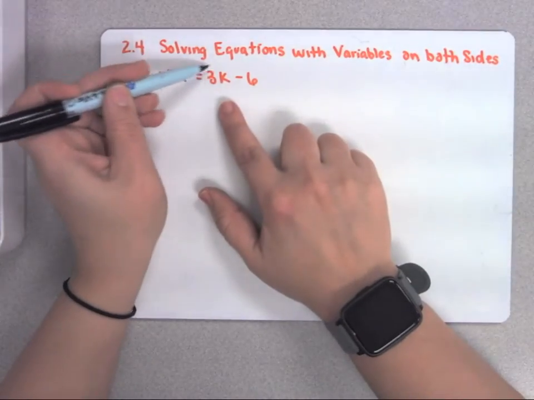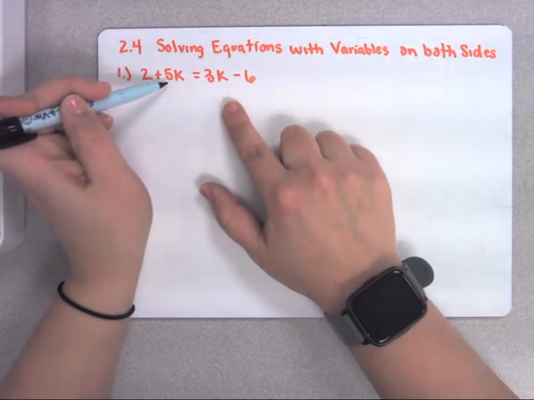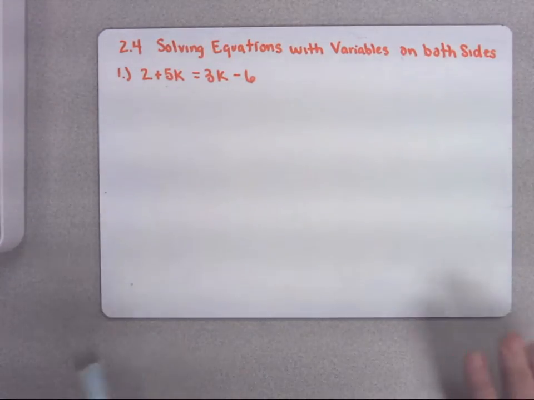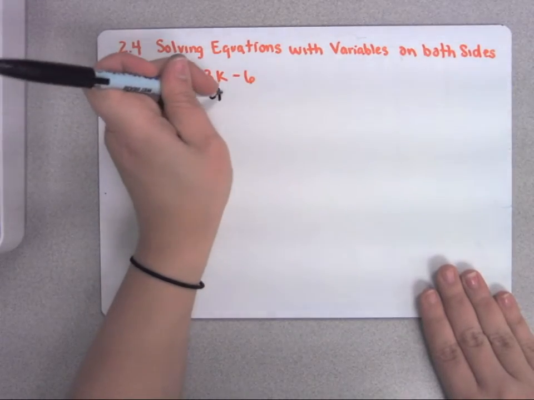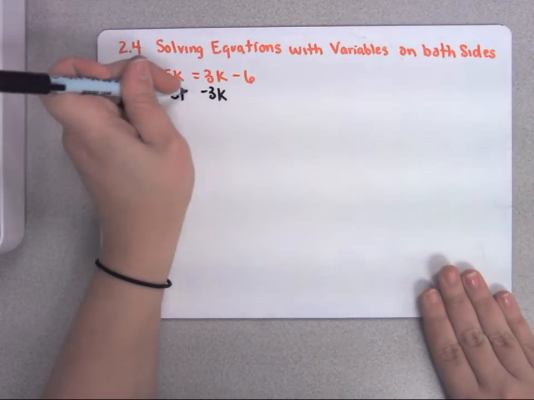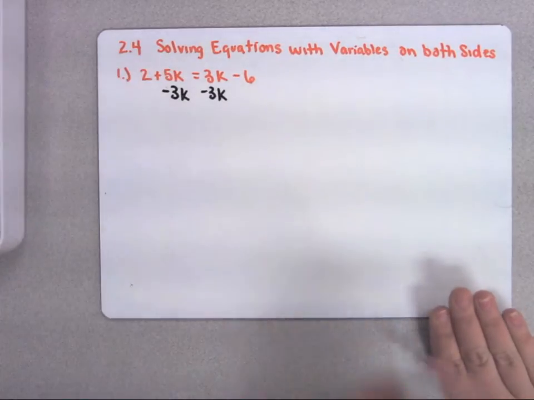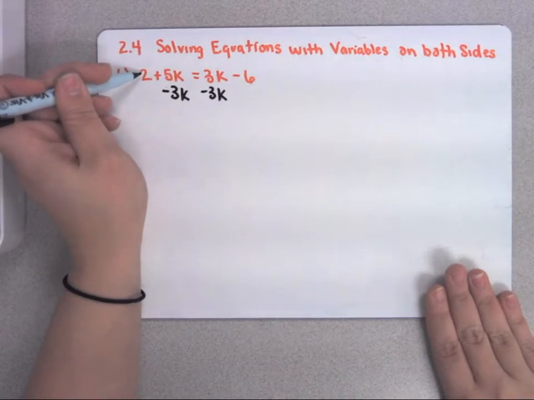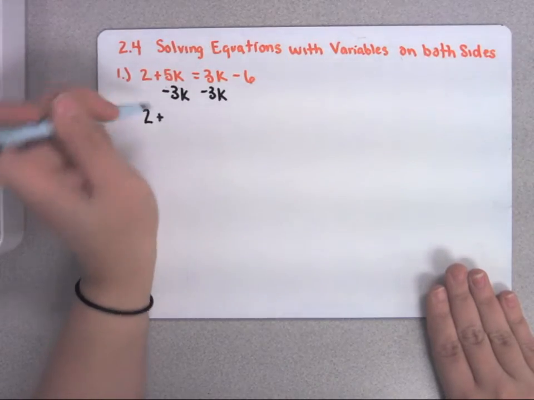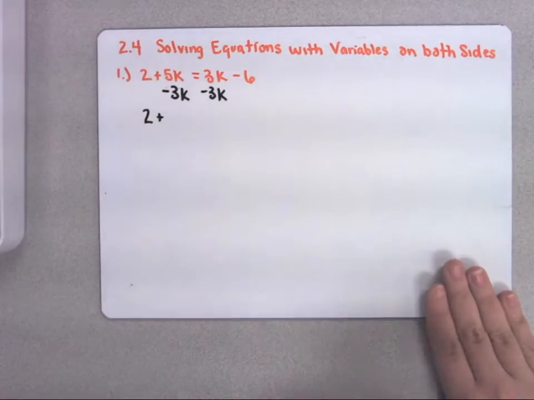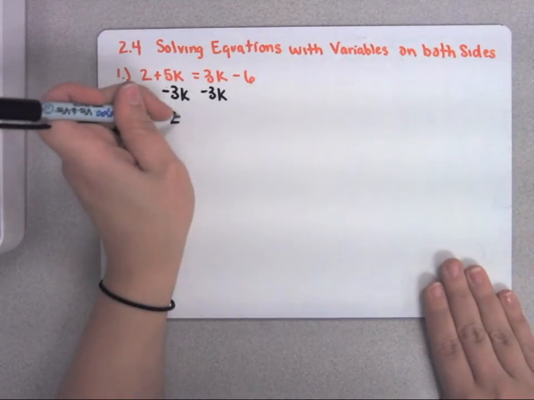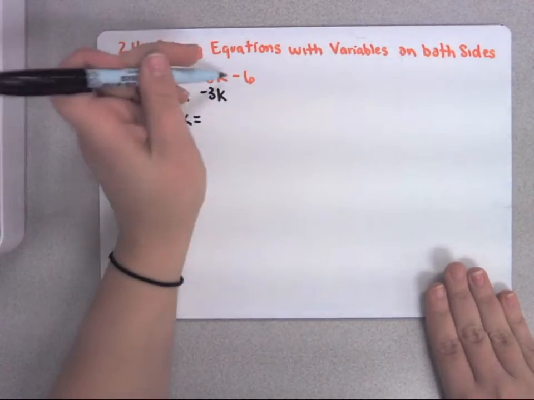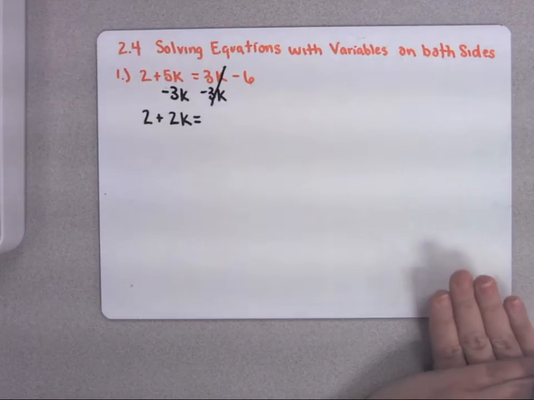So how do I take this 3K and move it over so that we only have K's on one side? Yep, we subtract it. So we're going to subtract 3K just from the K's, because it's the only thing that is a like term. Left to right, you bring down the 2 because we did not use it. What is 5K's minus 3K's? 2K's equals, what happens with 3K minus 3K? It cancels out. It's completely gone. It's 0, which we don't need to write.